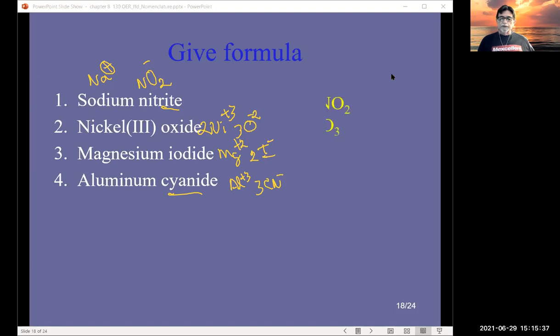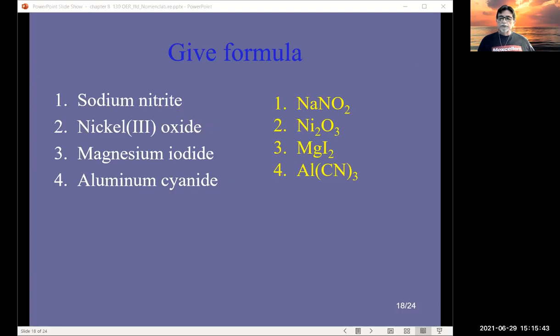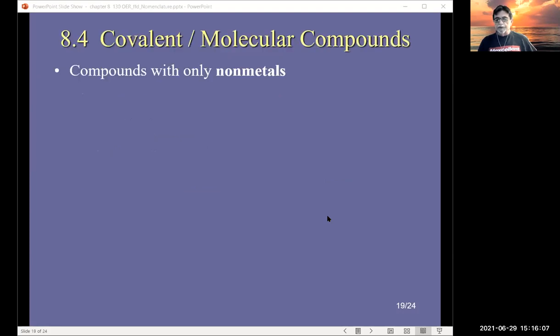And what that does is give me the following formulas. So, given the name, put them in ions first, and then combine them with the appropriate number of each to make sure they balance each other out to equal 0 for these examples here.